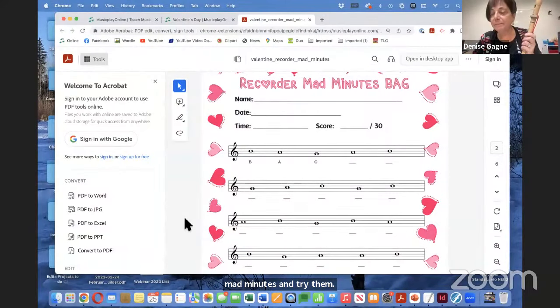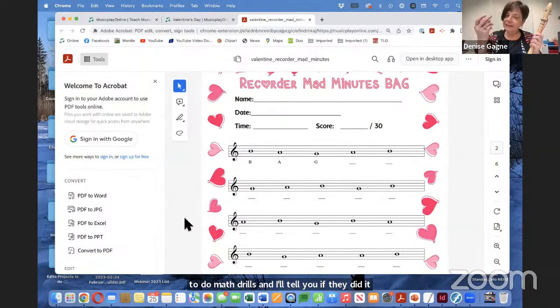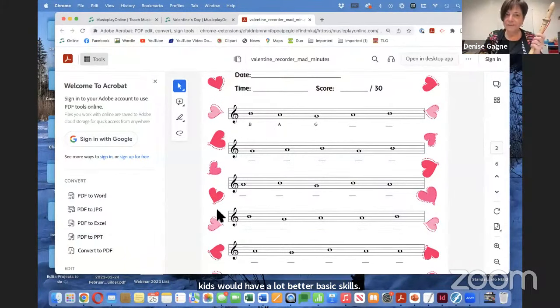Same reason that teachers used to do math drills. And I'll tell you, if they did it now, kids would have a lot better basic skills. It's to develop instant recall. So I name the first three so they're not practicing wrong notes.